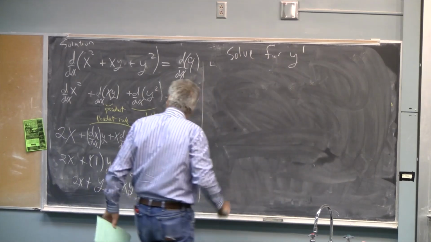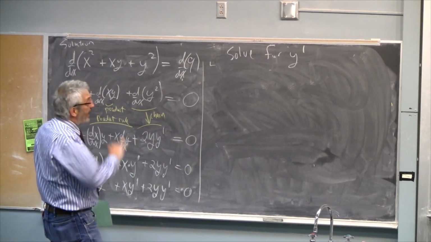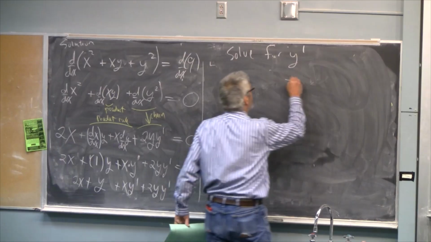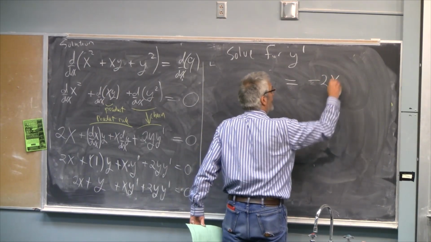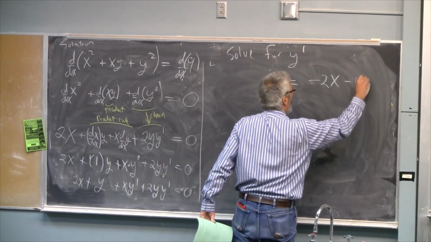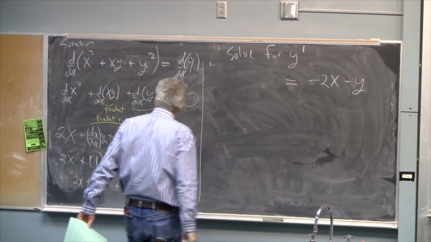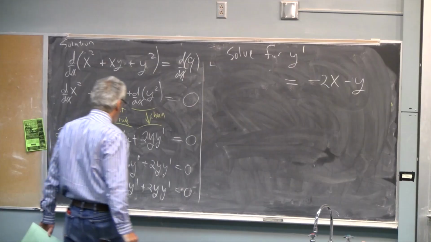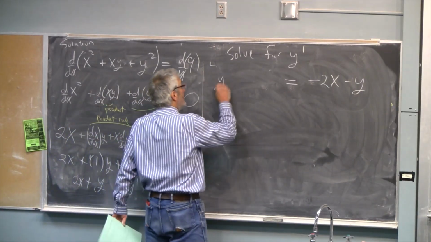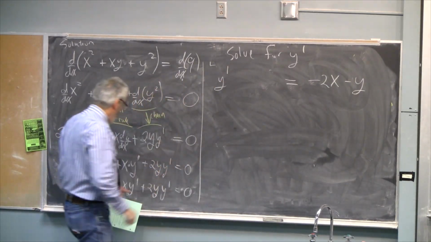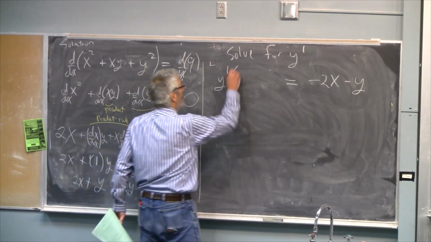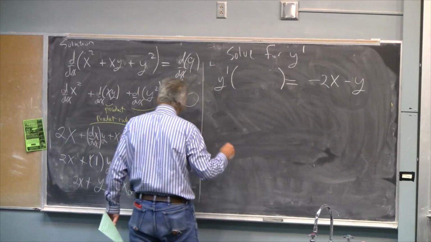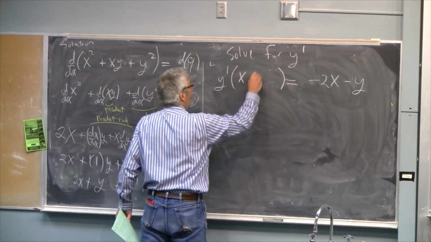Okay, everybody buckle up. The stuff that does not involve y, I'm going to move over to the right side, so it's going to end up over there with a minus sign. Minus 2x minus y. And on the other side, I'm going to have y prime, and notice y prime appears in both of these terms, so I'm going to pull it out. Y prime times the quantity x plus 2y.